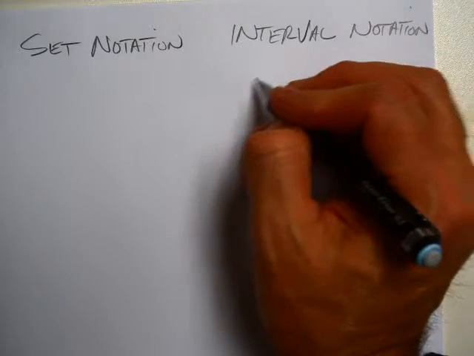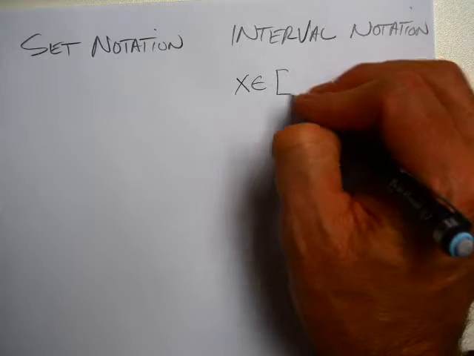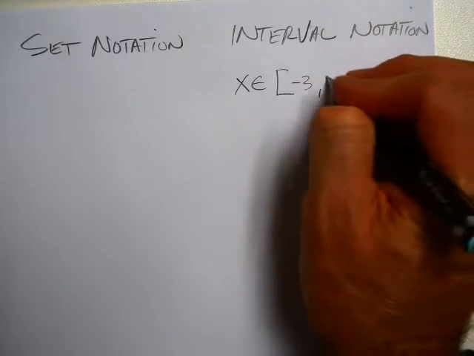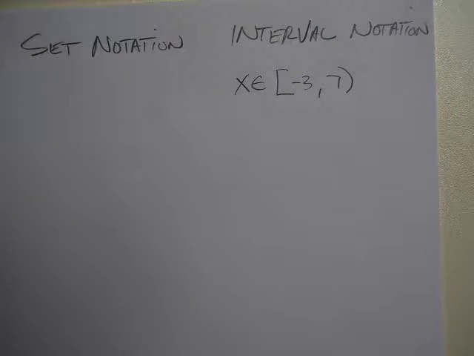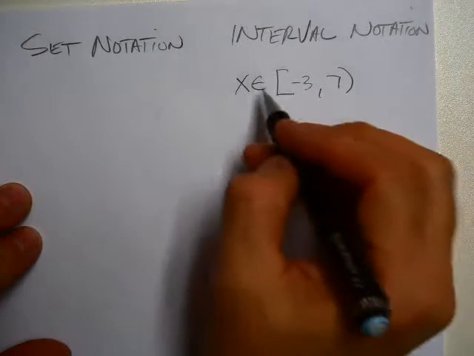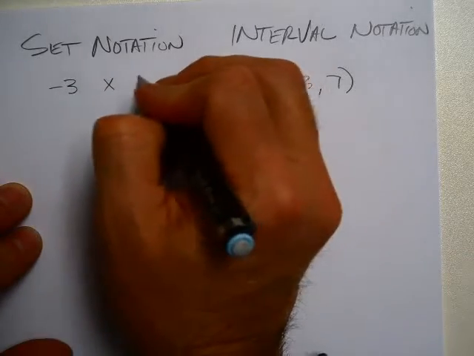I'll give you an example. X is an element of [-3, 7). If I were asked to change this to set notation and then perhaps graph it, it would look like this: X is between -3 and 7.